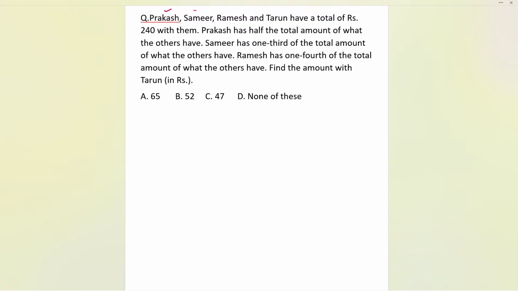Let us see. Prakash, Sameer, Ramesh and Tarun have a total of 240 rupees with them. Prakash has half the total amount that the others have. Apart from Prakash, we have S, R, T. So S plus R plus T.